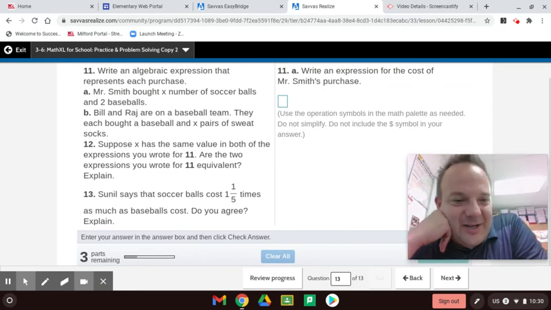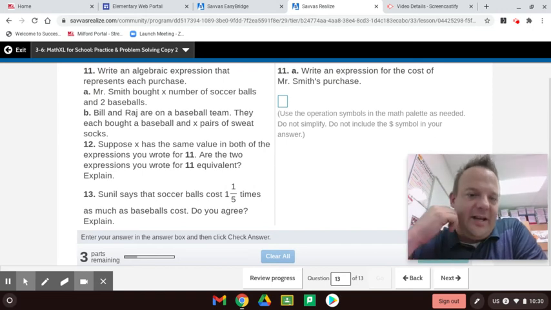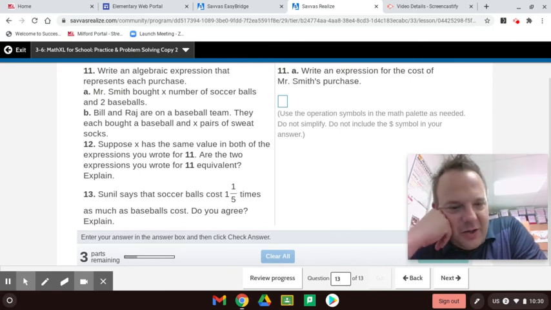Write an algebraic expression that represents each purchase. Mr. Smith bought X number of soccer balls and 2 baseballs. Bill and Raj are on a baseball team. They each bought a baseball and X pairs of sweat socks. Sweat socks? What are sweat socks? Suppose X has the same value in both of the expressions you wrote for 11. Are the 2 expressions you wrote for 11 equivalent? Explain.